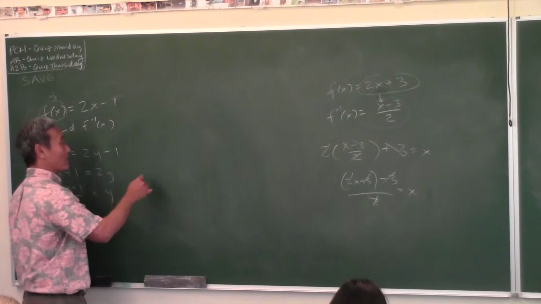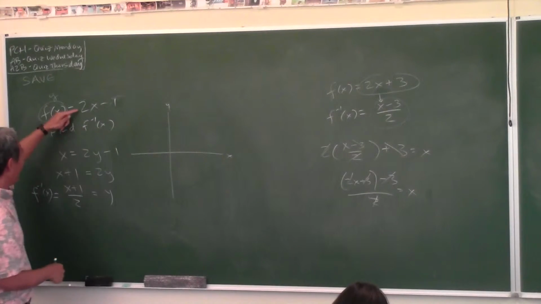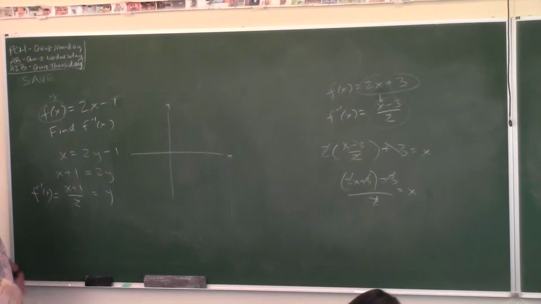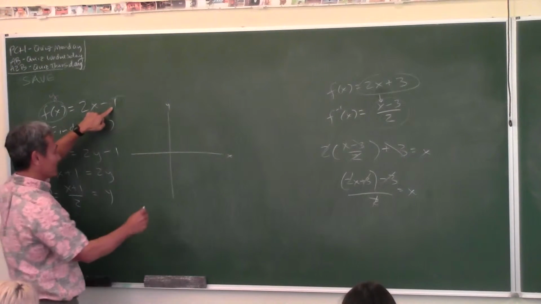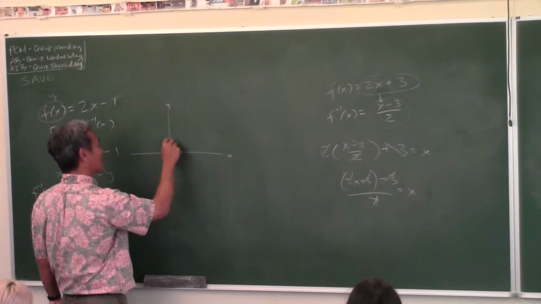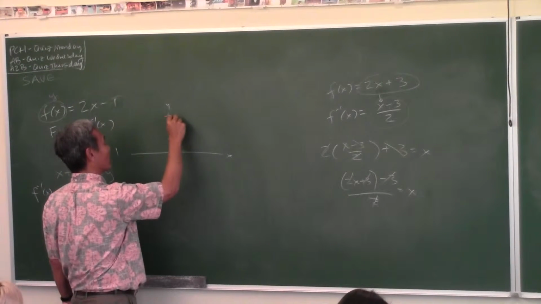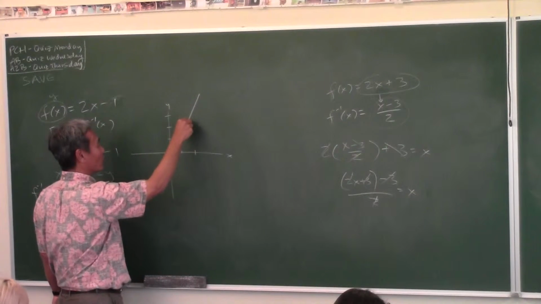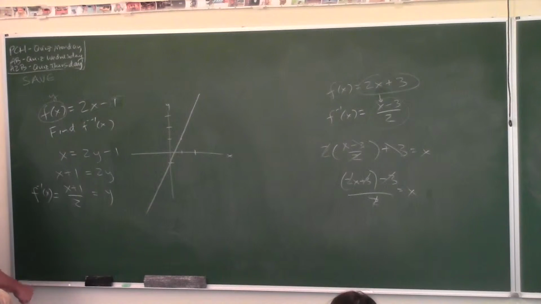But then again, they're going to want you to graph. So they want you to graph both of these, and they want you to show that it's symmetric about the line y equal x. So what's the fastest way of graphing this line? The y-intercept is -1, and if the slope is 2, that means if I go up 2, I gotta go right 1, yeah? So same thing, if I go up 2, I gotta go right 1. So it's kind of like that.